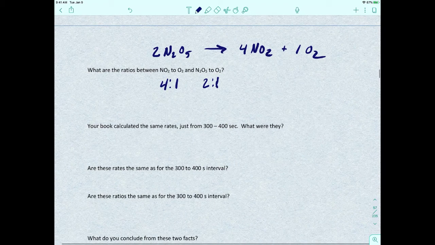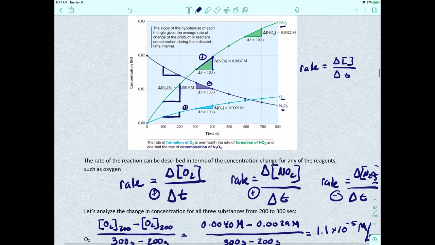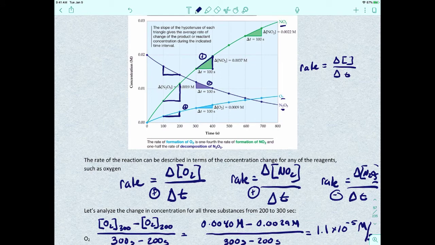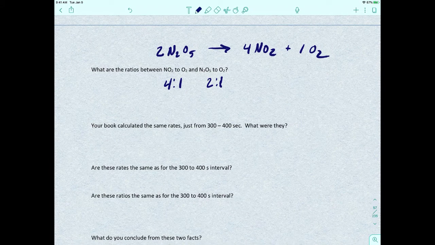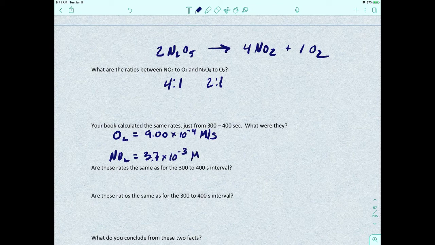Okay? Now, if we go back to the table that we saw previously, if we go back to that graph, it actually did the calculations for us as to what the slopes were. So let me write those slopes down. For the rate for O2, that rate was 9.00 times 10 to the minus fourth molar per second. For NO2, that rate was 3.7 times 10 to the minus third molar per second. And then N2O5, that rate was 1.9 times 10 to the minus third molar per second.